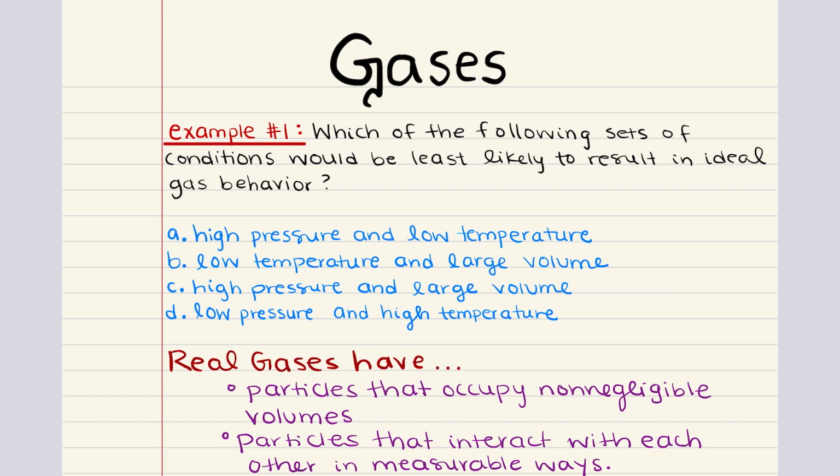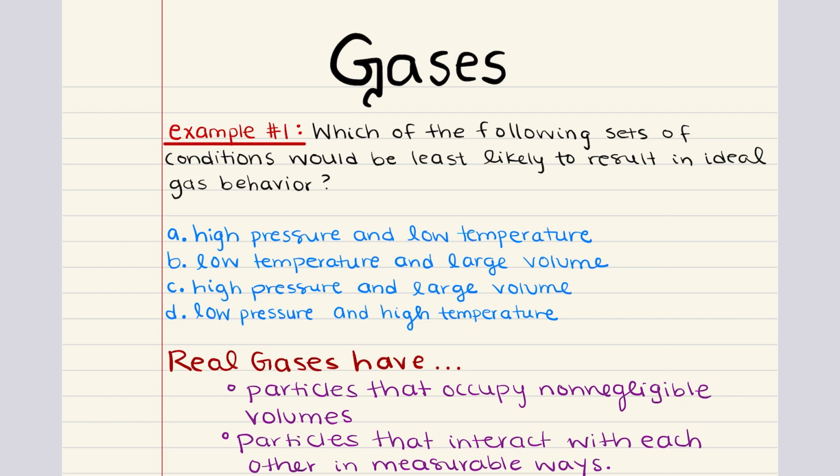Problem number 1 says, which of the following sets of conditions would be least likely to result in ideal gas behavior? A says high pressure and low temperature, B says low temperature and large volume, C says high pressure and large volume, and D says low pressure and high temperature.